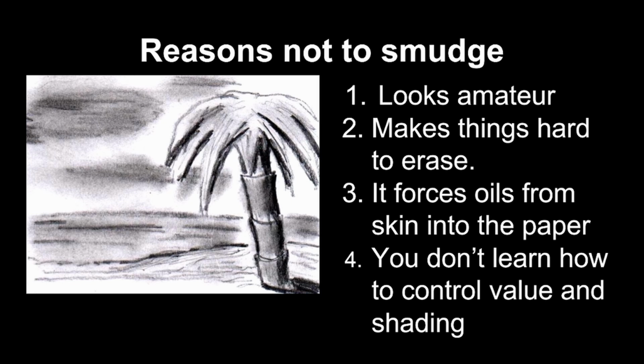Often when you're smudging, especially with your fingers, you're going to be putting oils into the paper that over time are going to yellow. They're going to smear. They're not going to be able to erase too easily. So we need to be building hand motor skills at actually achieving the values we want and be able to do controlled shading. So in this class, we're not going to be smudging. We're going to actually be building up skills at shading.